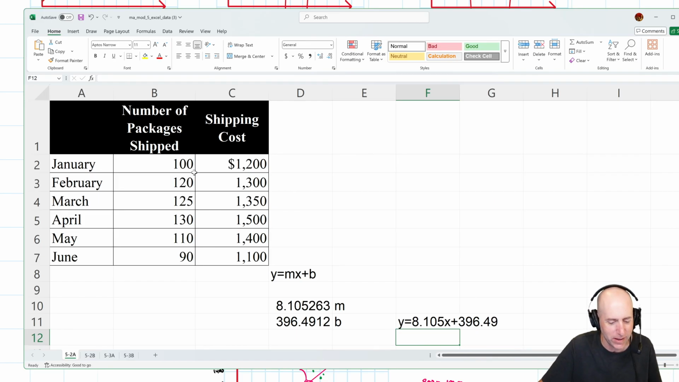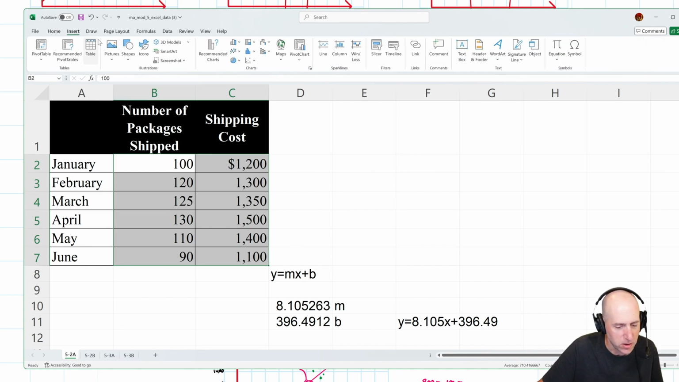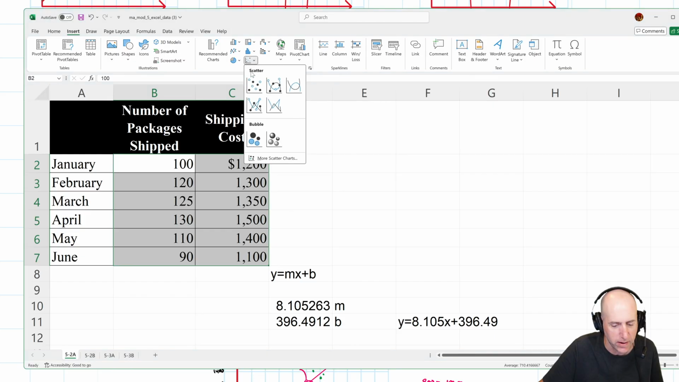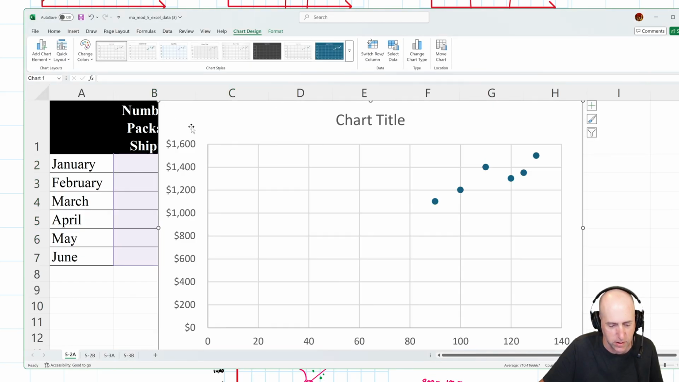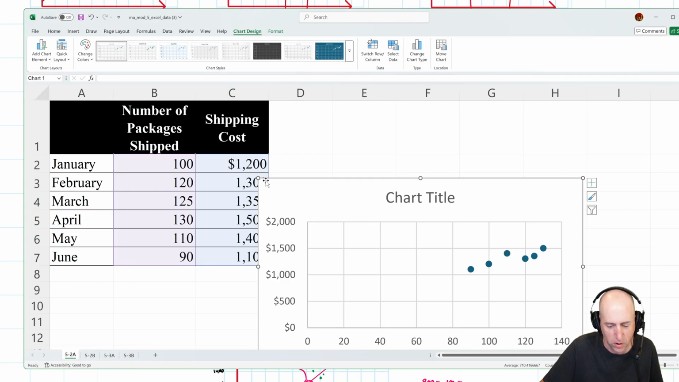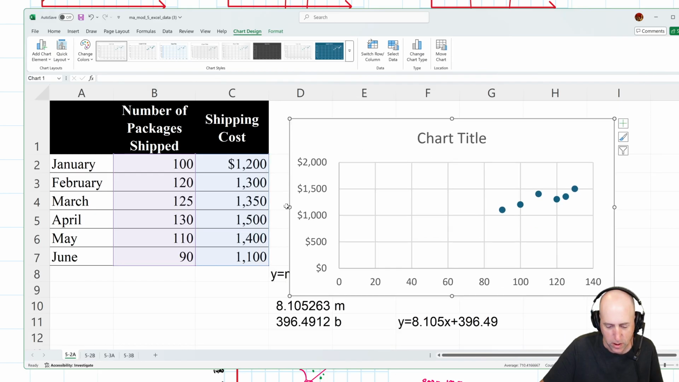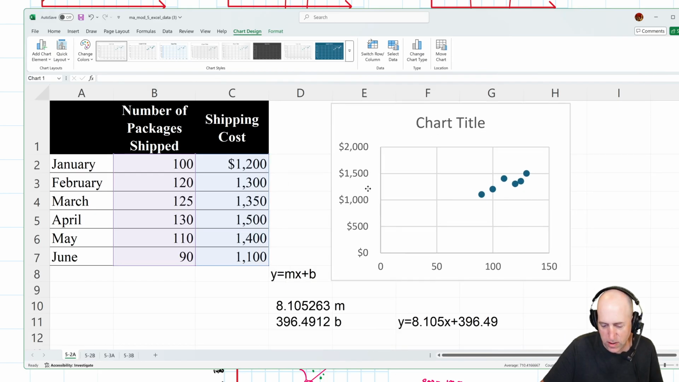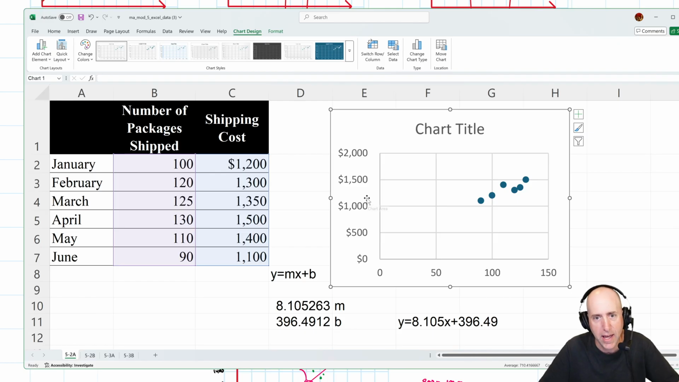I actually don't do it this way, though. I like to see the graph. So I tell Excel to make a graph. Here's how you tell Excel to make a graph. You highlight your data. You say insert. And then there's charts here. We're looking for a scatter graph. And you can see it's a scatter graph. Lovely scatter graph. And it's actually very similar to the one that we drew by hand.